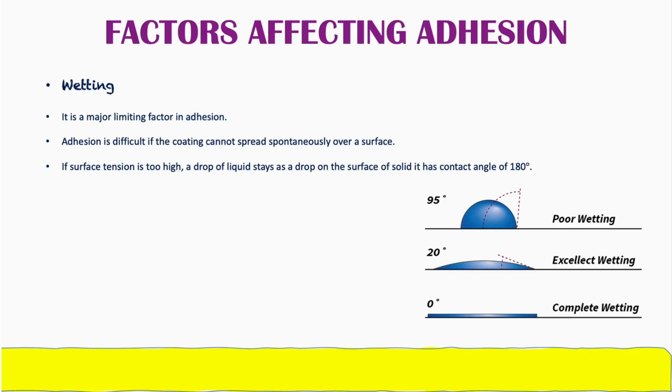Basically, that depends on the intermolecular interaction between the solid and the drop that you have placed, and the contact angle between the two, or let's say the drop and the solid substrate. This gives us information about the wettability of the solid surface. So if a coating does not spread spontaneously over a substrate, there is no intermolecular interaction between the substrate and the coating. So if there is no interaction, definitely adhesion will be difficult to achieve.